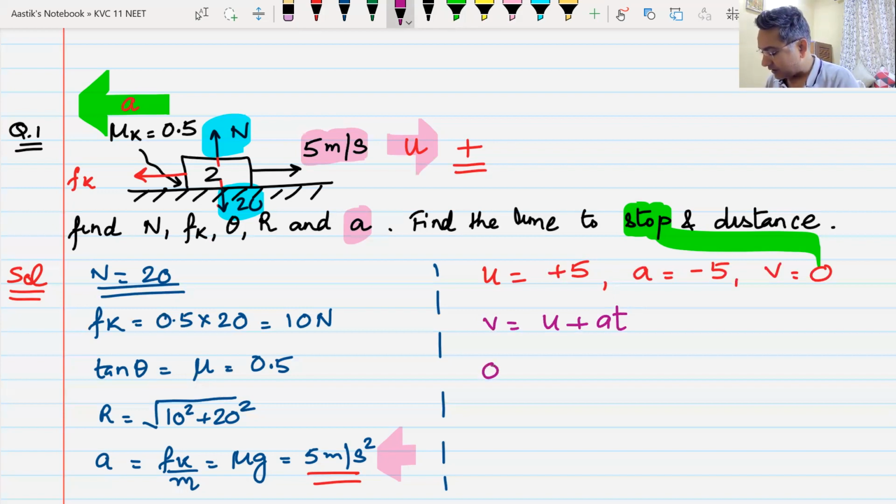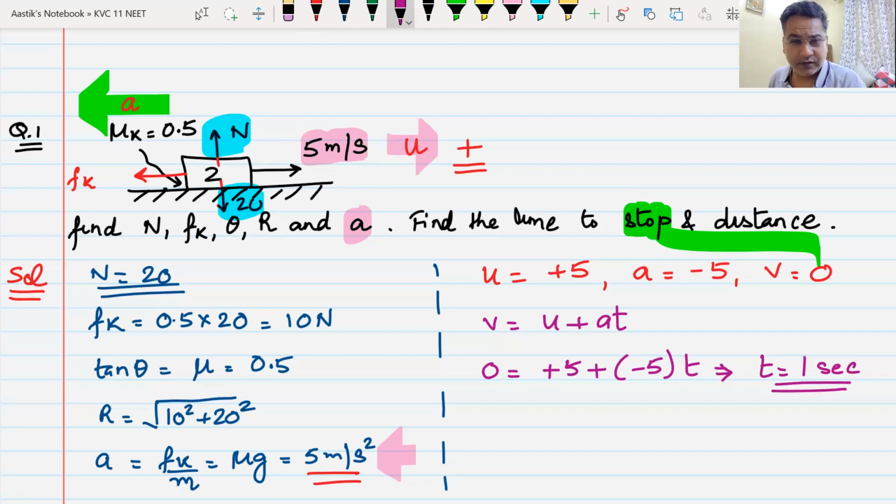Your final velocity is 0. Your initial velocity is plus 5 plus your acceleration is minus 5 into t. From there, you can get the value of time, and the time would be 1 second. So it will stop after 1 second. Next, you have to find out the distance or the displacement of the body.